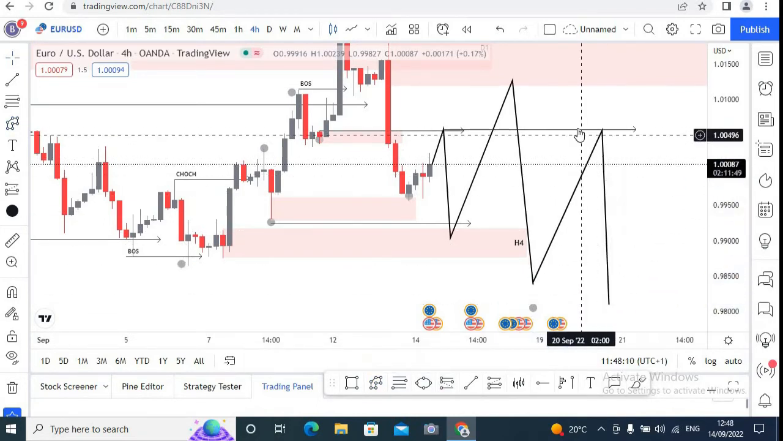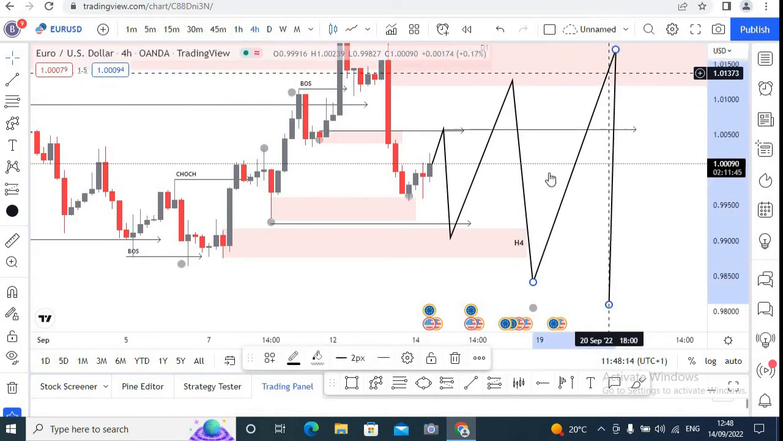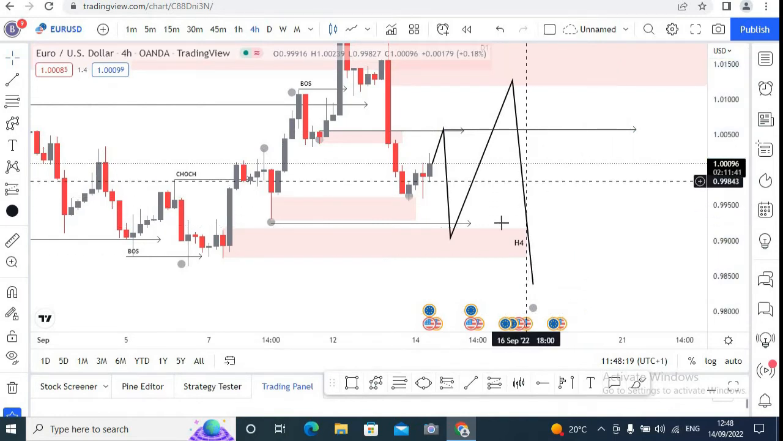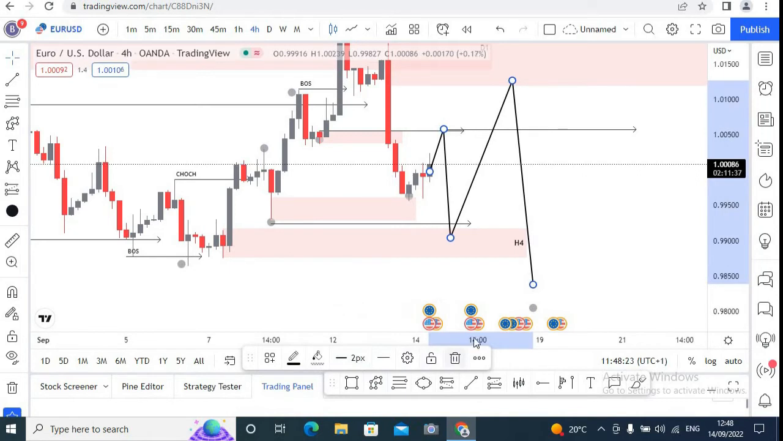If price fails to take out this high, they can also give you a reversal, taking out this high and continuing going to the upside. So you have to understand that. So now this is a move which you can anticipate.